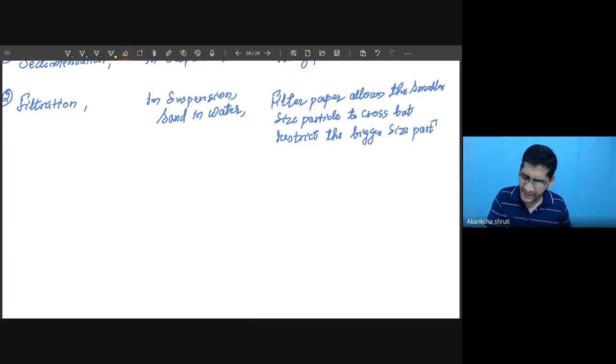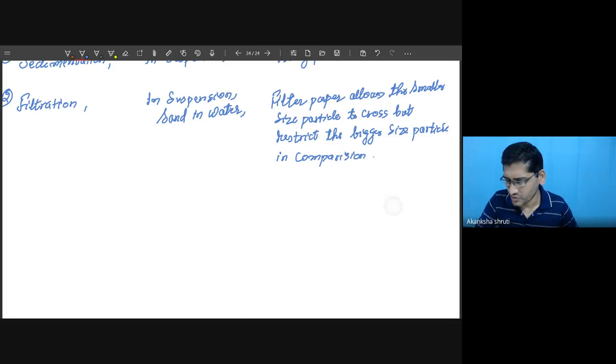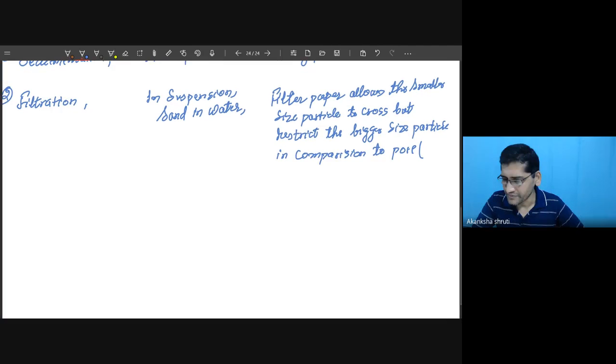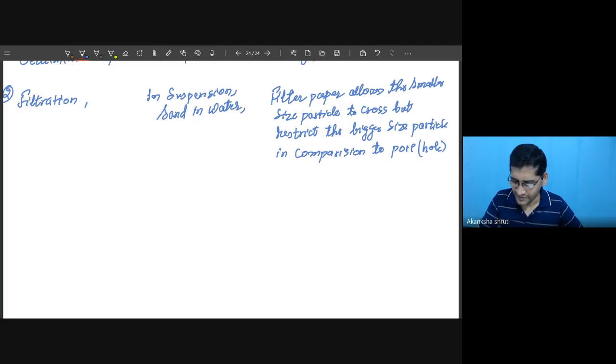So students, this bigger size and smaller size are in comparison to the pore size. That you have to keep in mind. In comparison to the pore, that hole is called a pore. So pores are nothing but the smaller fine holes present in the filter paper. Pore or hole in filter paper.